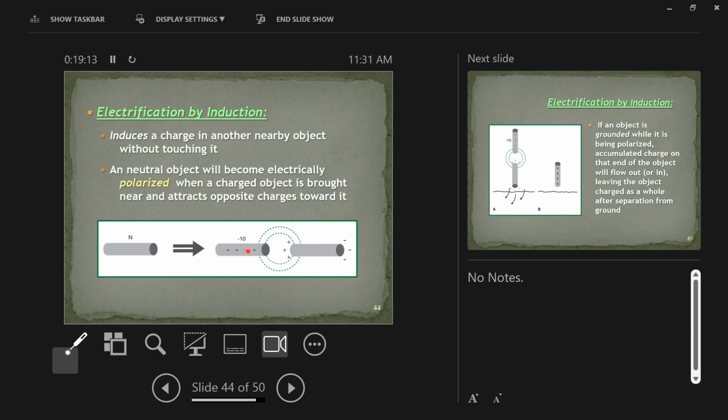So this example here is a charged rod or wire with a negative charge brought near a neutral wire or rod, and the neutral wire becomes more positive nearest to the negative rod, and more negative furthest away. It becomes electrically polarized. It has a stronger positive charge on one side, stronger negative charge on the other. This is a way of inducing static charge. So that's induction.